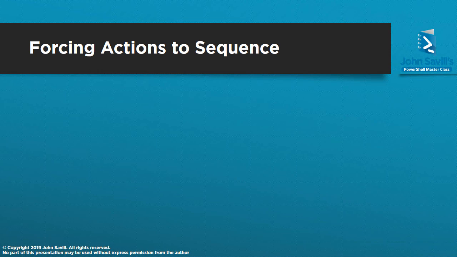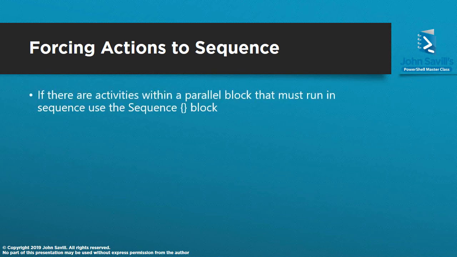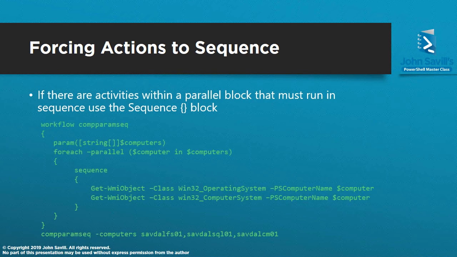I can force certain actions to run in sequence though. Sometimes I don't want to run it in parallel. I need them to run in sequence. So I can use a sequence block. For example, hey, there's that same thing, run it in parallel. But then within that running in parallel, I want you to run these commands in sequence. Get the operating system, then go and get the computer system information. And then run those. So I can just add that in, and that is now going to run sequentially.